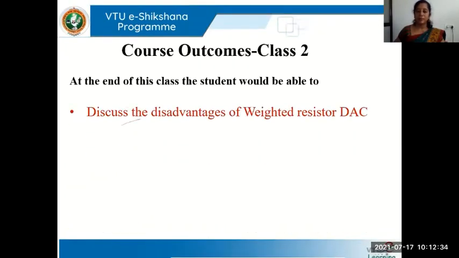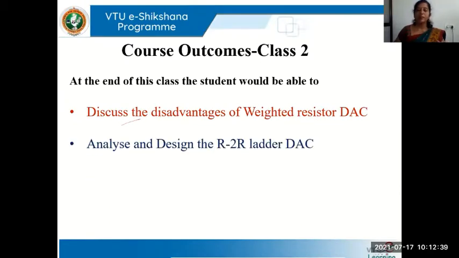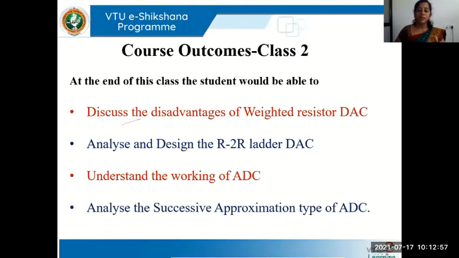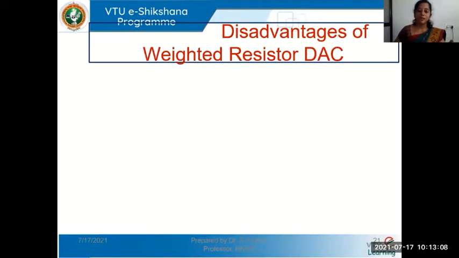In today's class, we will first discuss what the disadvantages of the weighted resistor DAC are. We'll try to analyze and design the second type of DAC circuit, that is the R2R ladder DAC. And we'll also try to understand the working of an analog to digital converter. Okay, so if possible, we'll try to analyze one type of analog to digital converter, that is the successive approximation ADC, if time permits. So what disadvantages do you think the weighted resistor DAC will have?